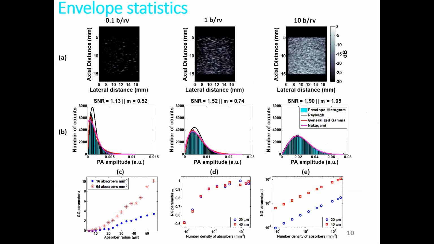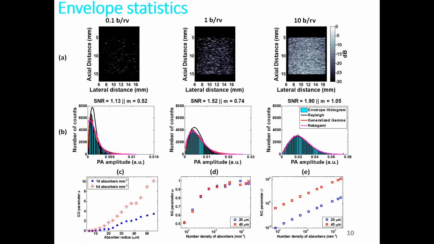And the envelope statistics approach relies on, once again, mapping the amplitude distribution of your photoacoustic signals for various concentrations, as I'm showing here in panel A. As we're going from left to right, we're actually increasing the concentration of these absorbers. And in panel B, what I'm showing is the envelope histograms that have been fitted to various models, from the simple Rayleigh to the generalized gamma and the Nakagami. And these are well-established models which actually provide information about the way that the distribution of your envelope of your signal amplitudes actually occurs.